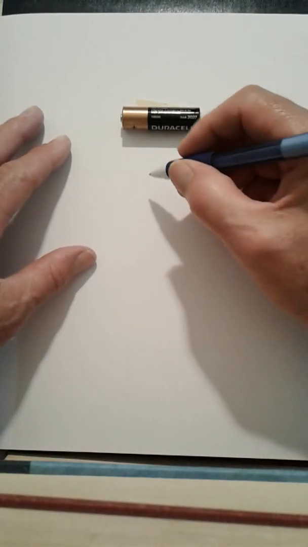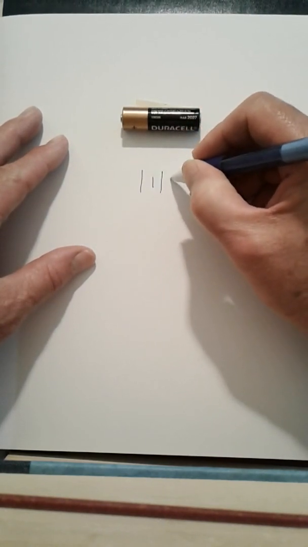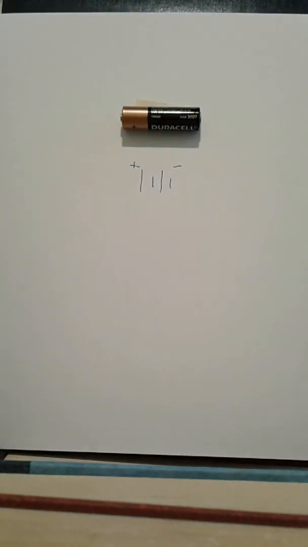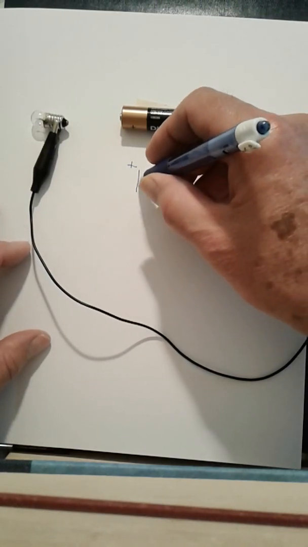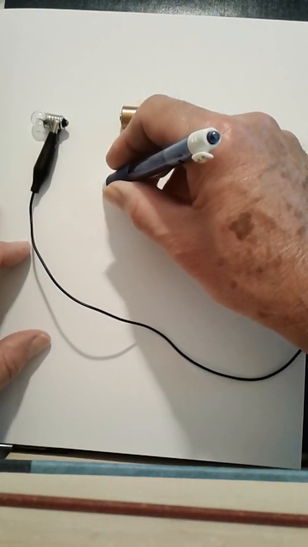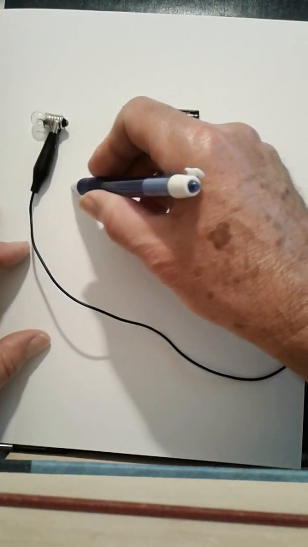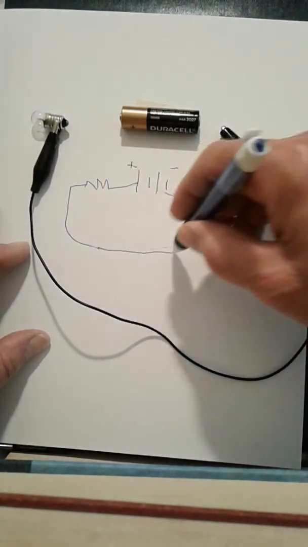We draw schematic diagrams to represent the elements of the circuit. And a battery has this symbol. This is the positive end. That's the negative end. The bulb has what we call resistance. And I'm going to represent that with this little squiggly line. And that's my resistor. And then the wire comes around and goes in here and makes the circuit.